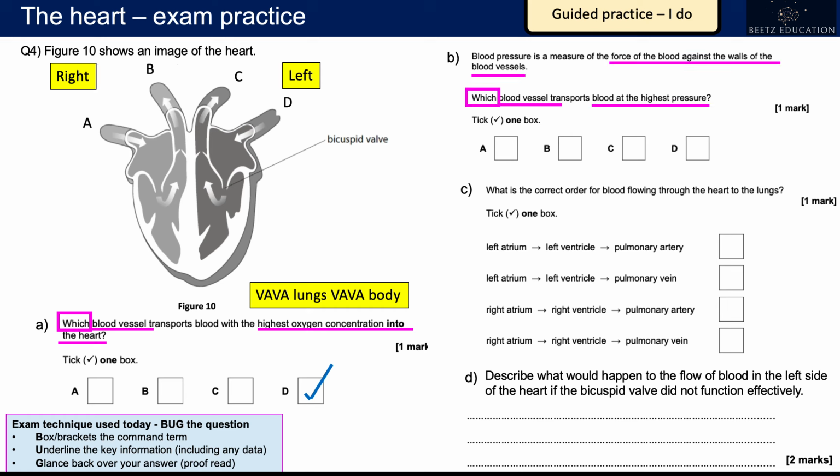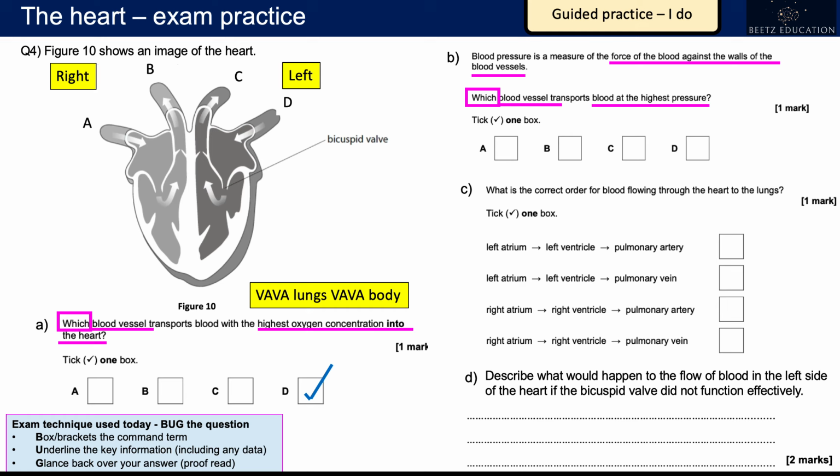For the next question, I've been asked which blood vessel transports blood at the highest pressure, and I've been given a little bit of information about what blood pressure is here, the force of blood against the walls of the blood vessels. So the highest pressure is going to be from an artery, and it's going to be from blood pumped from the left-hand side of the heart.